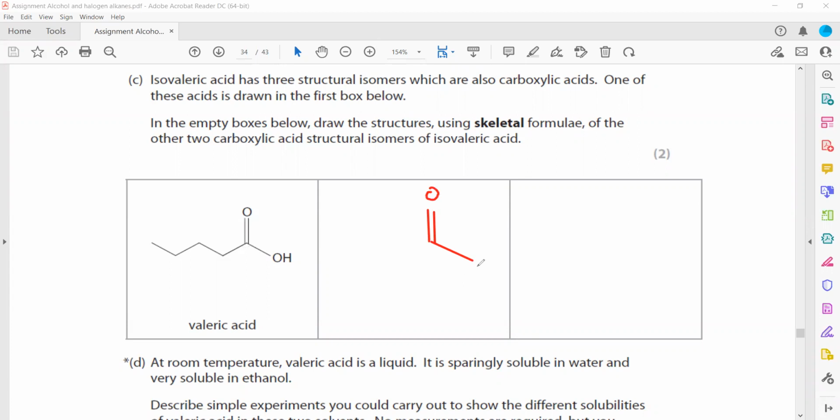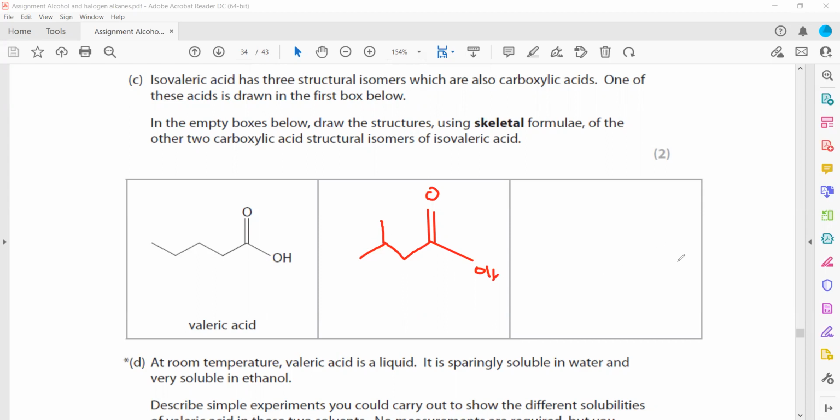So C double bonded with O and OH is already there. So this is one carbon, then two. This is a second carbon, then a third carbon. This is a third carbon, and then I make a branch.